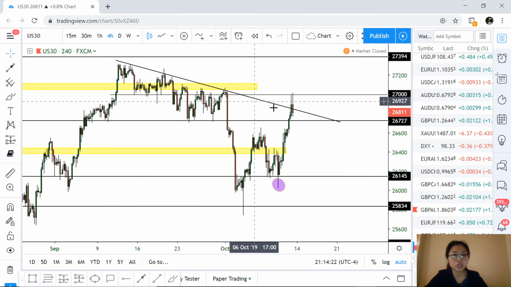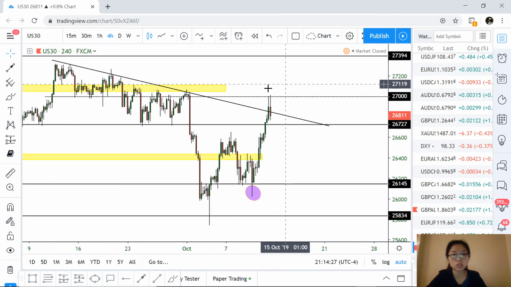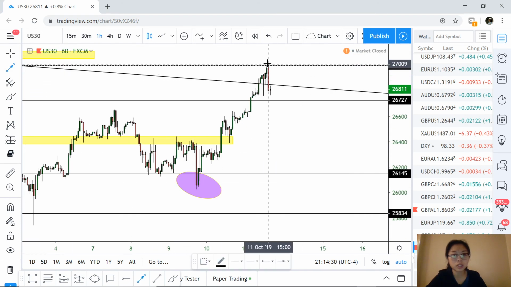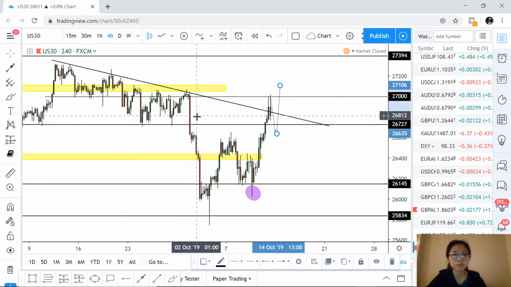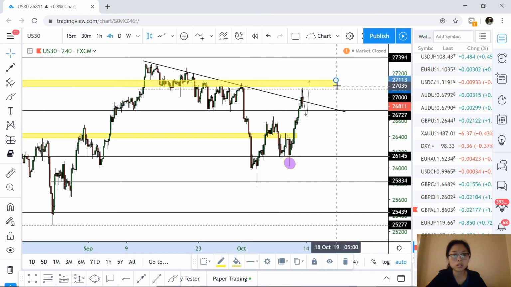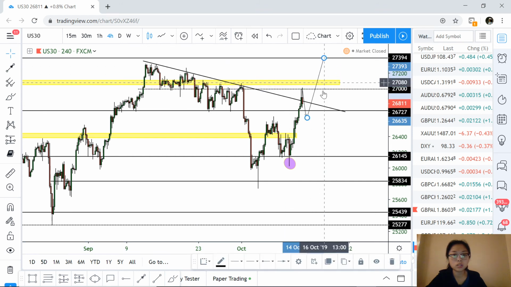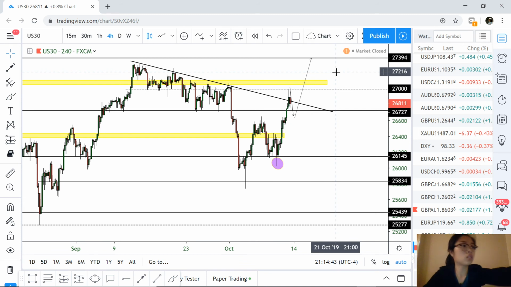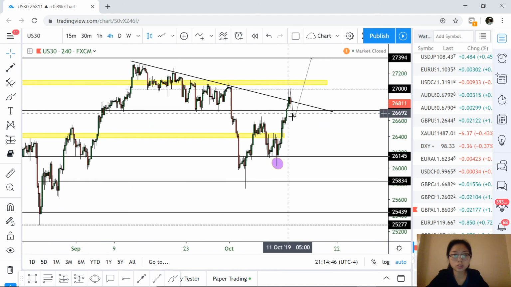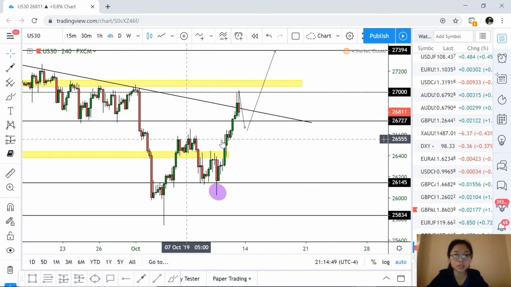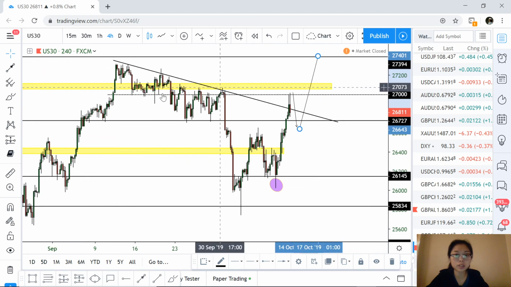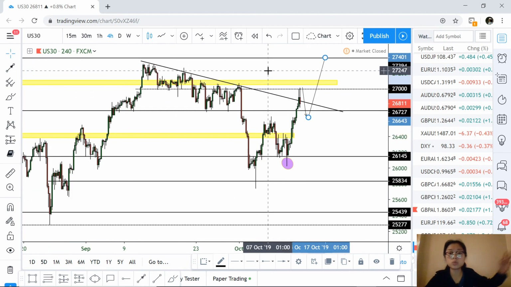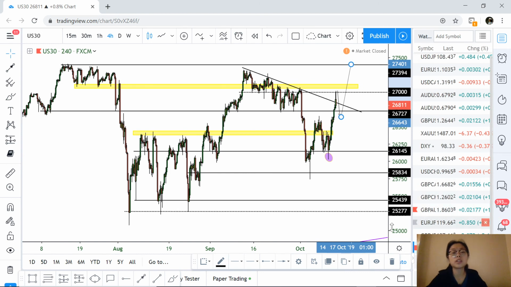And then US 30. US 30 we rejected off of the 27,000 level. So I'm expecting longs after a retest. Somewhat like this. Okay, so somewhat like this. We have a break of this level. So I want to see a retest, pullback, retest before the next move.